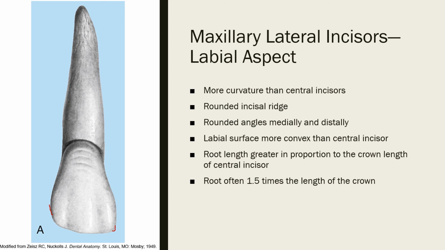And then the root length is greater in proportion to the crown length than that of the central incisor. So we still have a really long root, and it's going to be much longer than the crown. Okay, so the root is often 1.5 times the length of the crown. That's a lot. That is anchored in there. But just think of what it's doing. It's biting and tearing into food, so it needs to be anchored in there nice and strong.